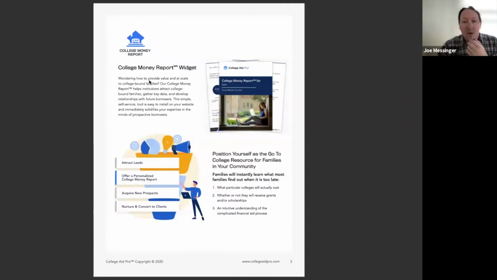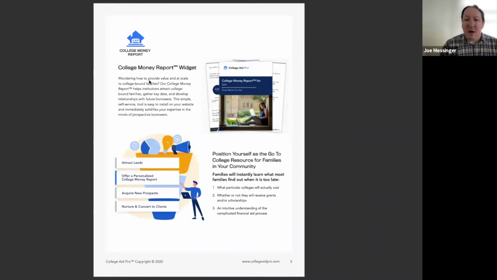As far as the components of the full solution set, there is the College Money Report, which is essentially a lead capture tool. I'm going to show you in real time what that looks like, because it's built through the lens of a financial planning firm that not only wants to attract more prospects, but also wants to qualify those prospects. They want to create what I would call an airtight funnel: attract leads, get them a personalized report, acquire them, and then have them there to nurture.